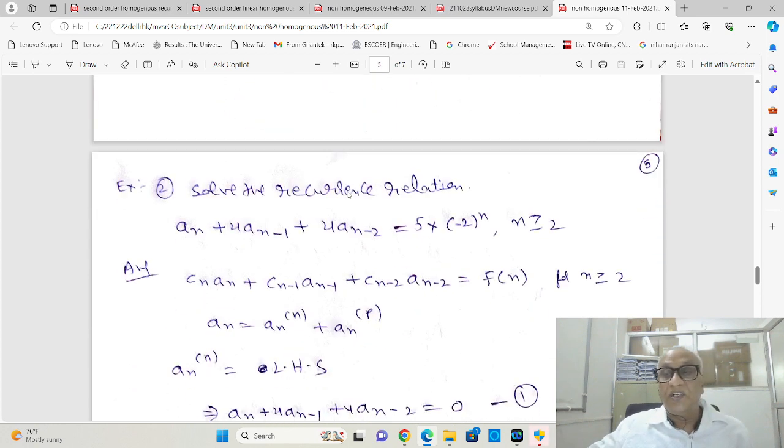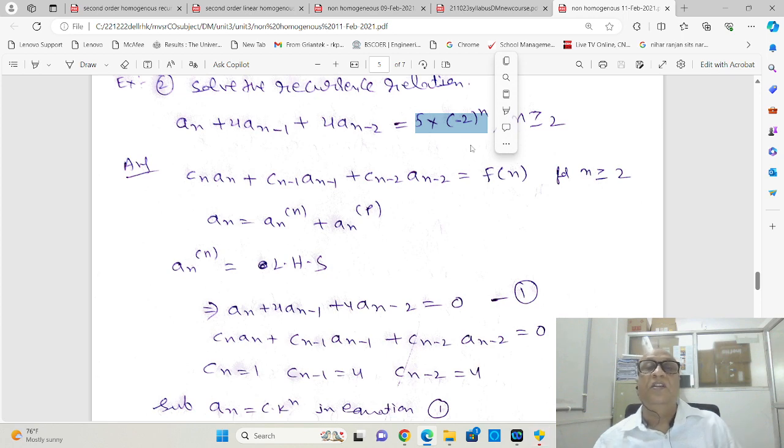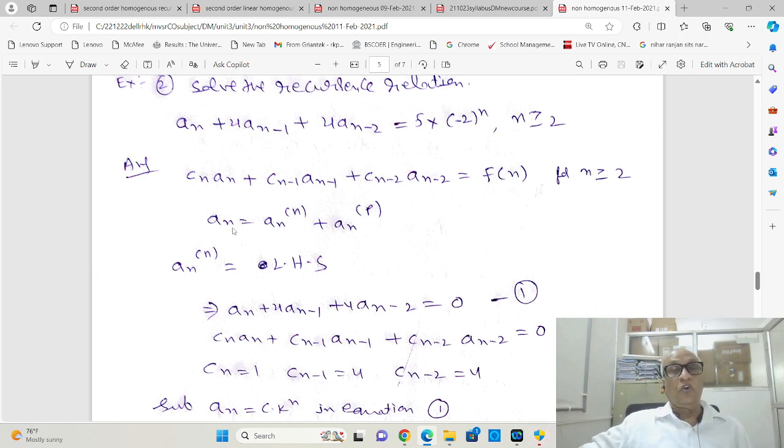We will take one more example. So we can see that this is a non-homogeneous recurrence relation, as on the right hand side the function is 5 into minus 2 to the power of n instead of 0. So for this, what is the general solution? First find the an homogeneous, then find the an particular.